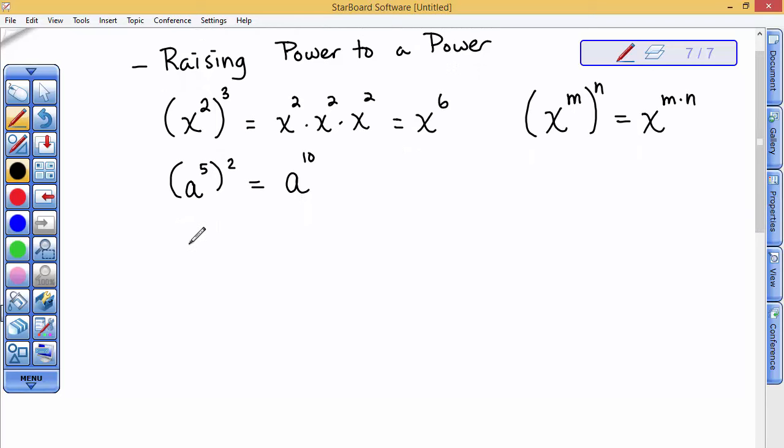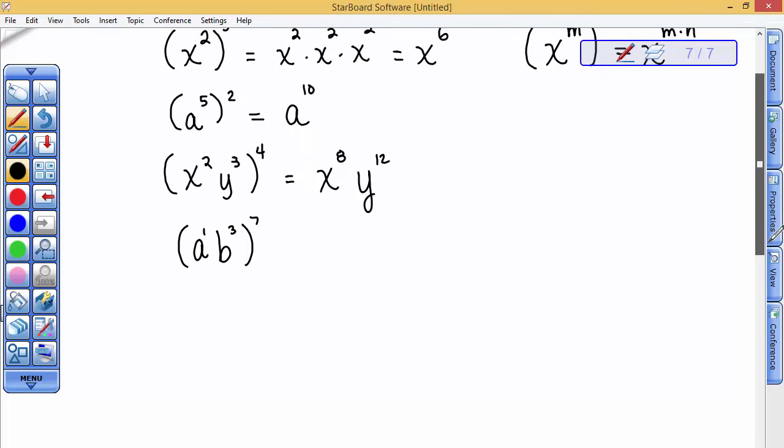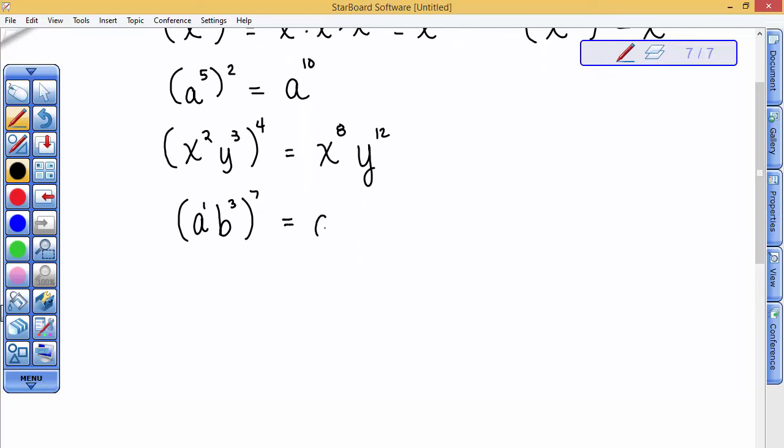If I did this with multiple variables, no big deal. I would still use the property, and for my base of x, x squared raised to the 4th power, shortcut is 2 times 4, would give me x to the 8th, and y, this is raised to the 3rd power, but then raised to the 4th, shortcut 3 times 4 is 12. I'm all done. If I have a variable in the parentheses that doesn't have an exponent, it's understood to have an exponent of 1. And so, 1 times 7 is 7. And 3 times 7 is 21.